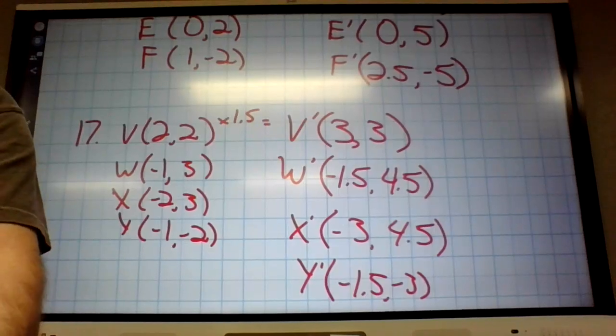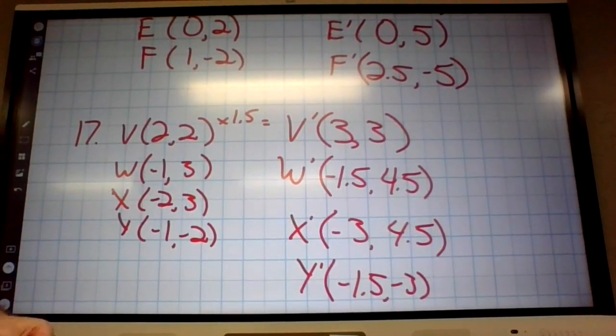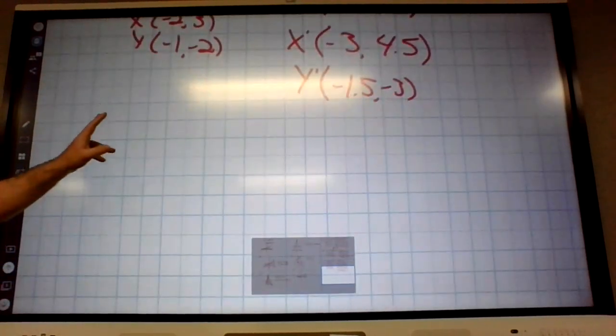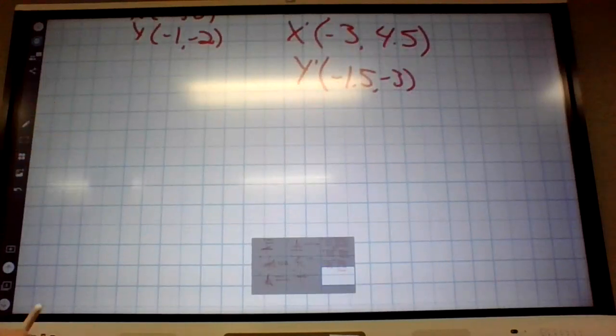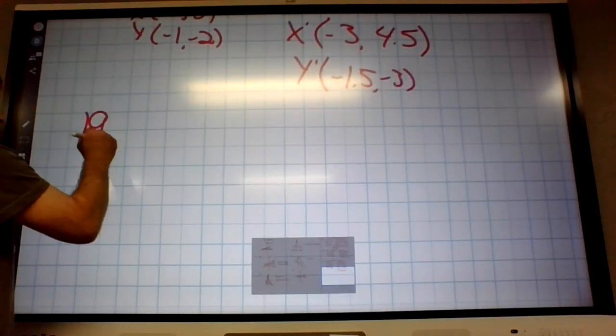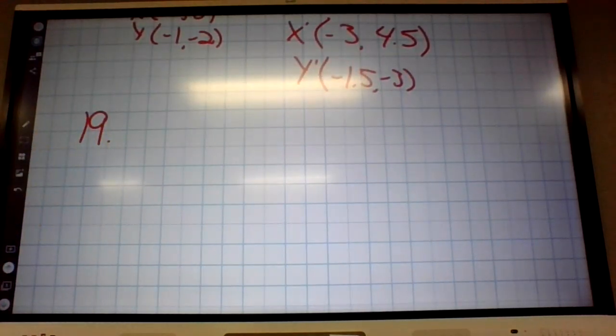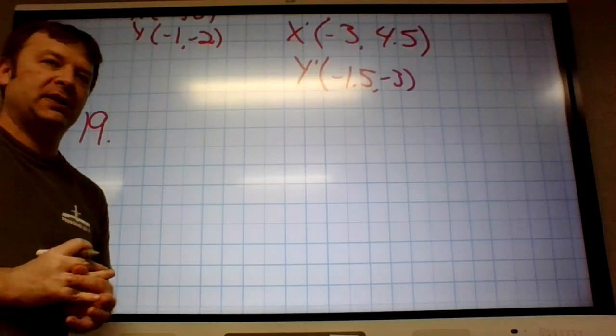Okay, the back is completely different. Oh, yay. I like the back better because there's less busy work on the back. It just says write the rule for the transformation. These are all dilations, obviously.